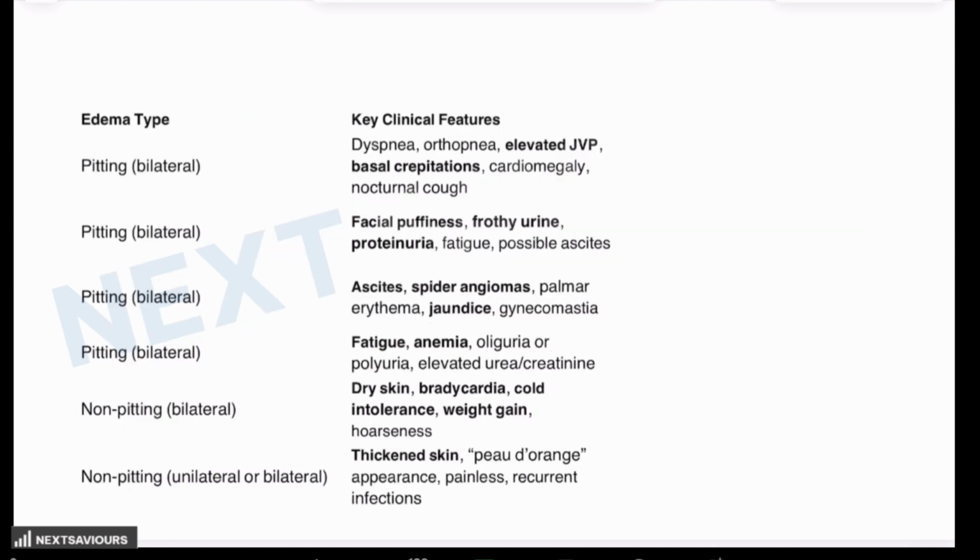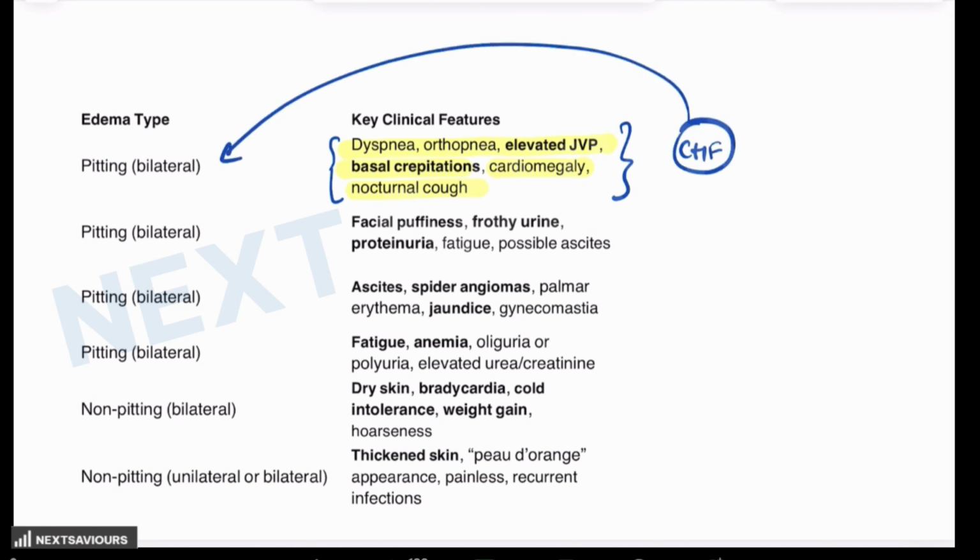You already know that there are several diseases which might result in the formation of pedal edema, which could be both systemic as well as local. Now, if in the option there is a history provided like the patient is having dyspnea, orthopnea, elevated JVP, basal crepitations, cardiomegaly, and nocturnal cough, you already know that these are the clinical features of congestive heart failure, which has resulted in the bilateral pedal edema. For nephrotic syndrome, the clinical features would be provided like facial puffiness, frothy urine, proteinuria, fatigue, or possible ascites in case of nephrotic syndrome.